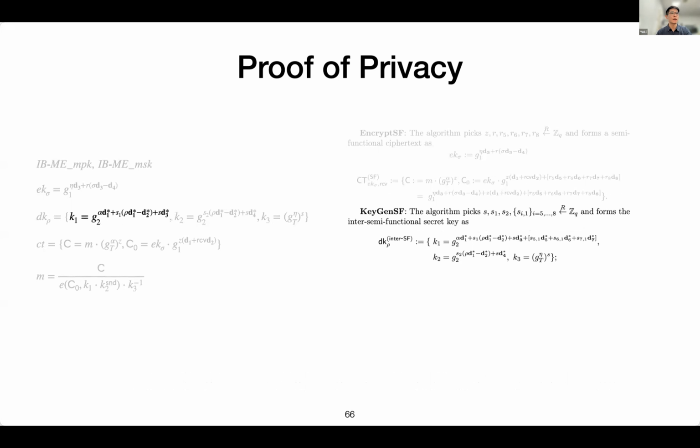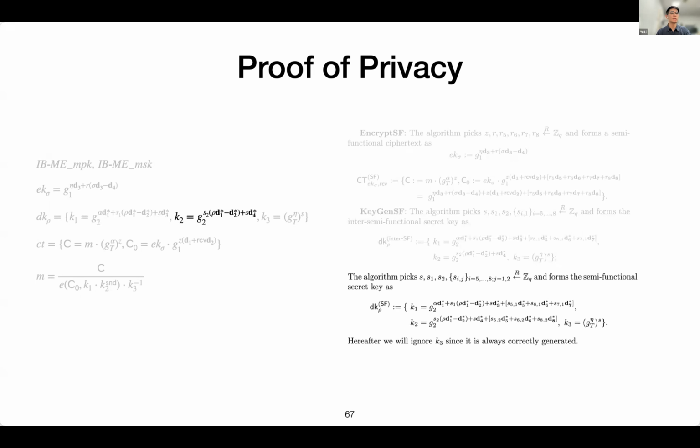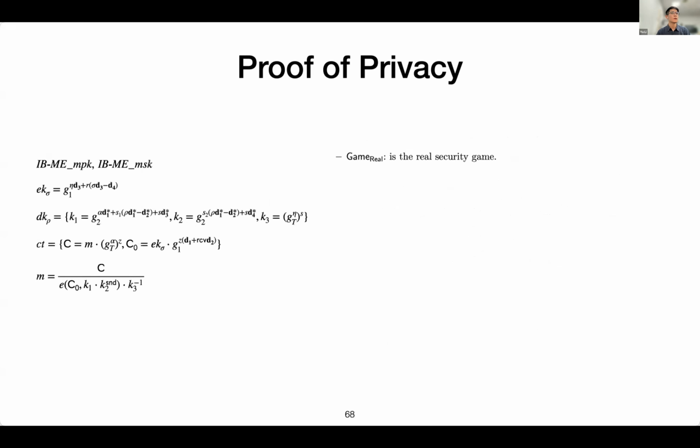In this case, we introduce the concept of inter-semi-functional secret key, where only K1 is semi-functional and K2 remains normal. Then we generate the semi-functional keys of K2, and now both K1 and K2 are semi-functional. Then we present a sequence of games to prove our scheme satisfies privacy.